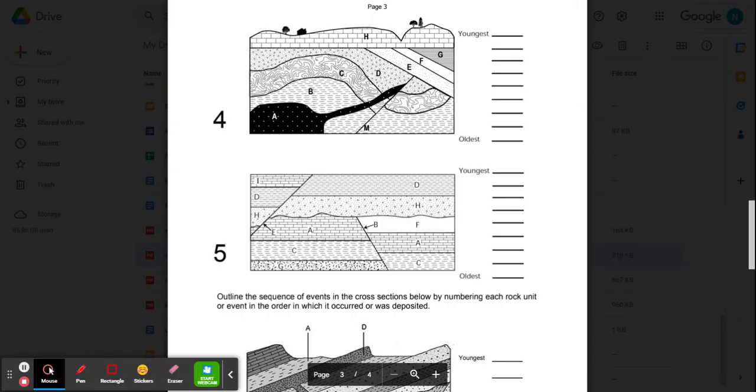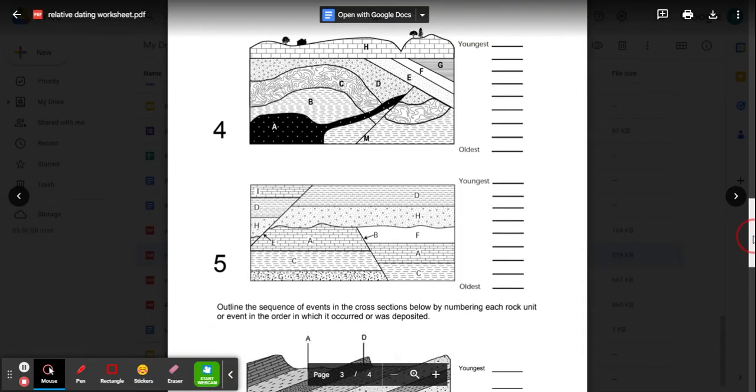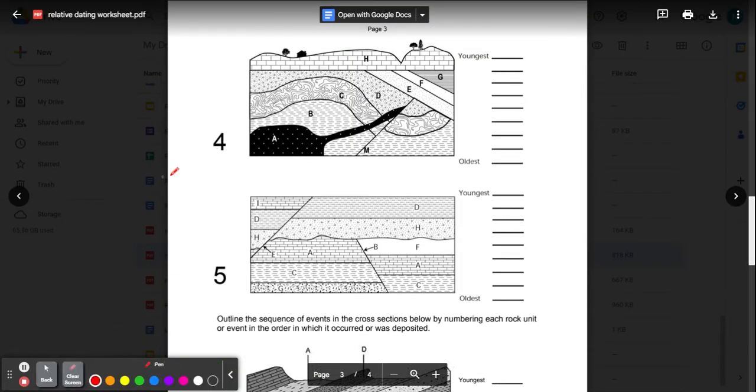All right, now we're getting into some harder ones because there's more stuff. All right, so let's look at this. We are looking at number 4. So the oldest layer, let's see if we can find the oldest layer first. All right, so we've got this line right here that's M. We've got this intrusion. It looks like that's A because the intrusion goes all the way up here. All right, so just looking at this, we might as well just start with the youngest. So we know H has to be the youngest.